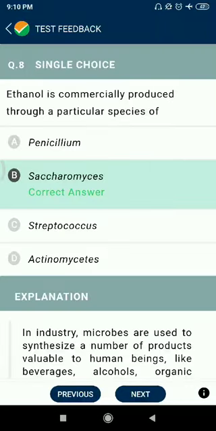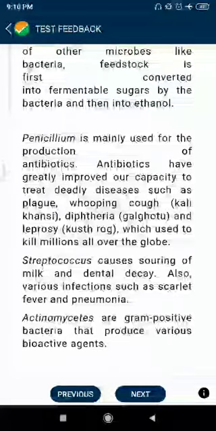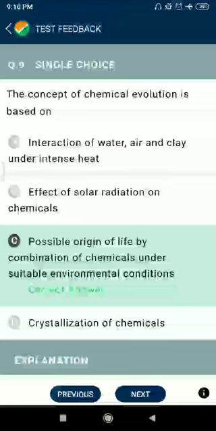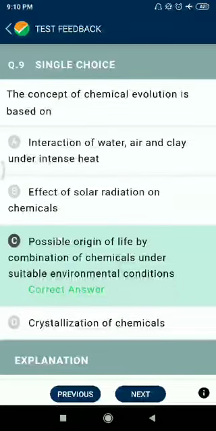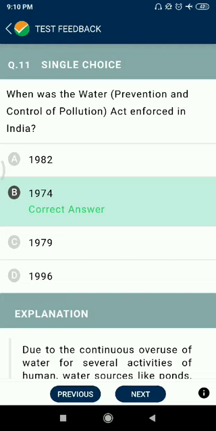Question number 8. Ethanol is commercially produced through a particular species of Saccharomyces, Saccharomyces cerevisiae. Question number 9. The concept of chemical evolution is based on possible origin of life by combination of chemicals under suitable environmental conditions. Question number 10. The technique used in the production of Flavr Savr tomato is not plant breeding. Question number 11. When was the Water (Prevention and Control of Pollution) Act enforced in India? 1974.